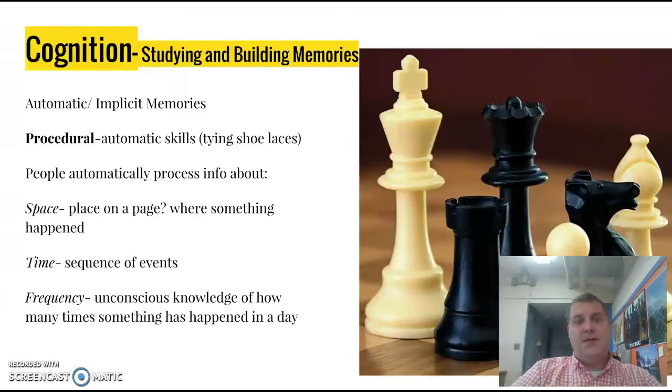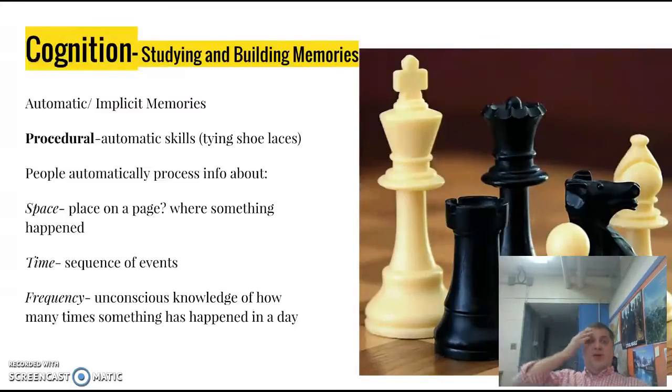You automatically process information about space, where something happened, when it happened, how it happened to you, and time. You understand the sequence of events and how these things affect us differently. Frequency is the unconscious knowledge of how many times something has happened in a day. You don't even think about it, but you understand that things keep happening, bad things keep happening, good things keep happening.